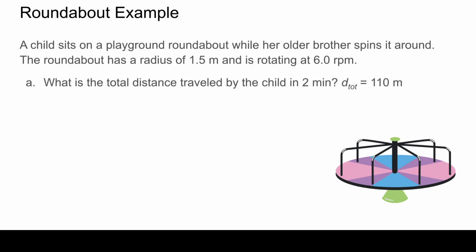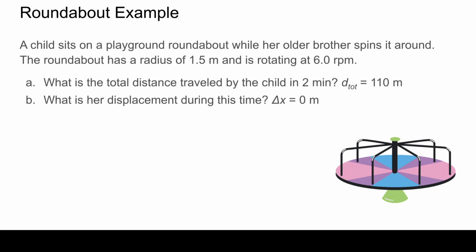All right, we have one final example, a roundabout example. So we've got a child sitting on a playground roundabout while her older brother spins it around. The roundabout has a radius of 1.5 meters and is rotating at 6 revolutions per minute. So we can think about what is the total distance traveled by the child in 2 minutes, and what is their displacement during this time. And I will leave you to figure that out. The answers are provided on this slide.